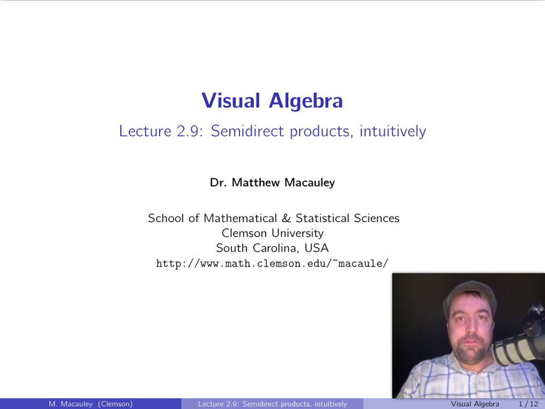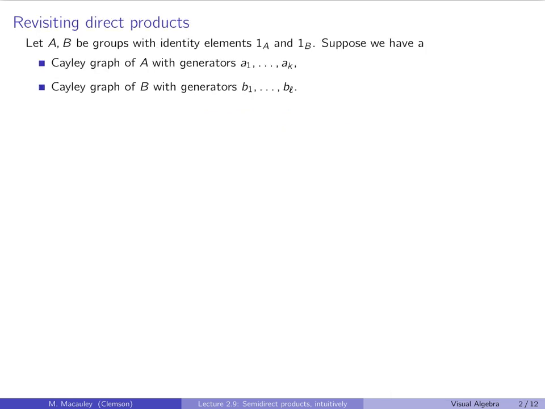Though we won't be able to fully formalize this until we learn about homomorphisms in Chapter 4, it will be advantageous for us to see this construction now. Additionally, many of our go-to examples of groups going forward will be semidirect products. We first saw direct products back in, I think it was lecture 2.4 on abelian groups, because every finite abelian group is a direct product of cyclic groups.